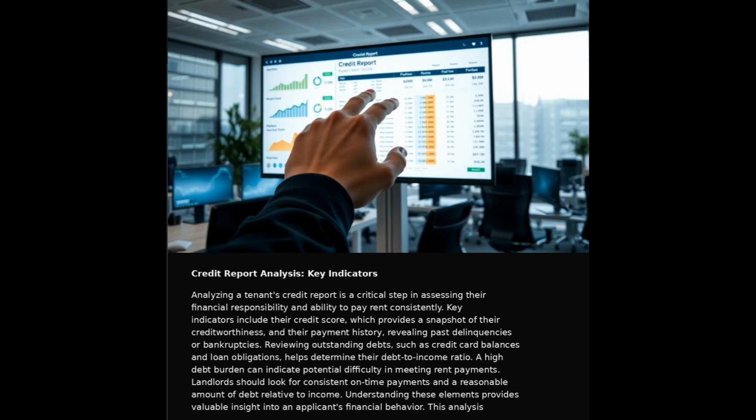A high debt burden can indicate potential difficulty in meeting rent payments. Landlords should look for consistent, on-time payments and a reasonable amount of debt relative to income. Understanding these elements provides valuable insight into an applicant's financial behavior. This analysis helps predict future payment reliability.